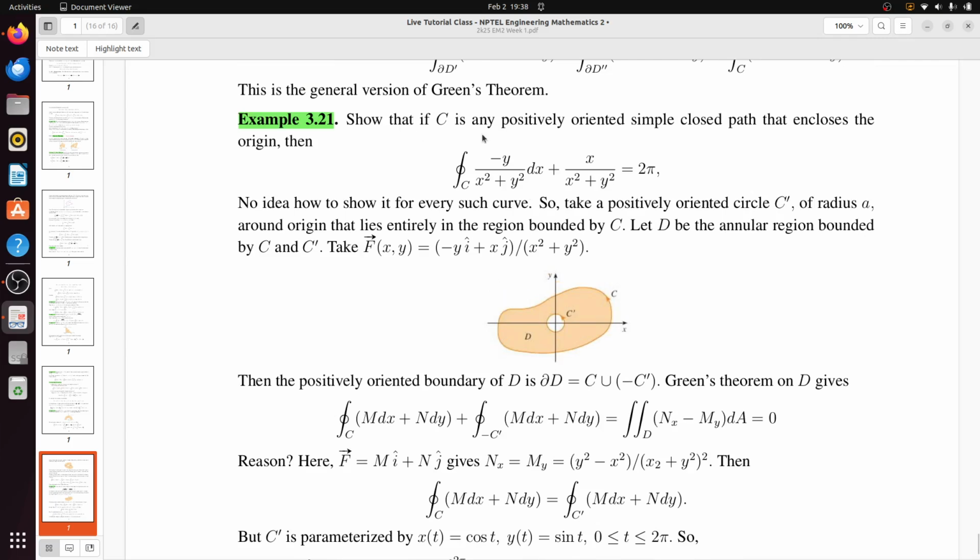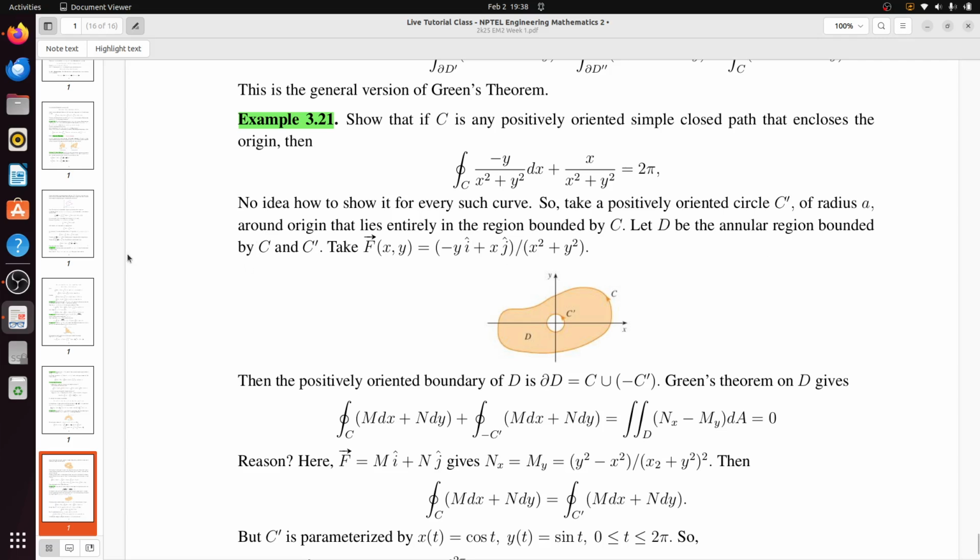So that if C is any positively oriented simple closed path that encloses the origin, then the integral of minus y by x square plus y square dx plus x by x square plus y square dy, this you need to show as 2 pi. No idea how to show it for every such curve, so take a positively oriented circle C prime of radius a around origin that lies entirely in the region bounded by C.